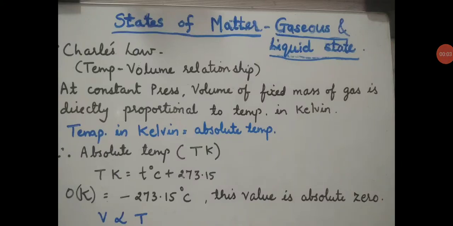This is the next point from the chapter States of Matter. Last time we studied Boyle's law, today we are going to see Charles' law. Charles' law gives the relationship between temperature and volume. The statement is: at constant pressure. Now notice that here the pressure is kept constant.